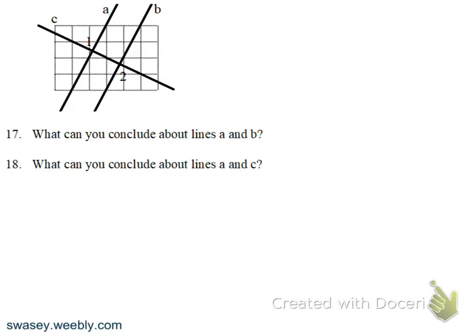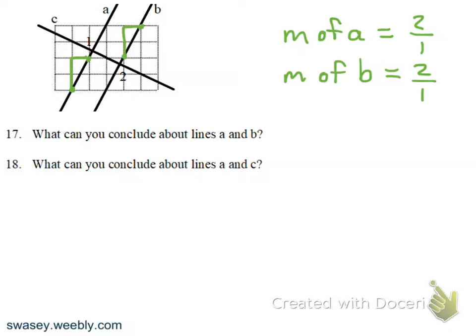If you look at the slopes of A and B, you can find that between any 2 points. Slope of A is rise 2, run 1. Slope of A is 2 over 1. If we look at slope of B, any 2 points, rise 2, run 1. Slope of line B is 2 over 1 as well, so those are parallel.